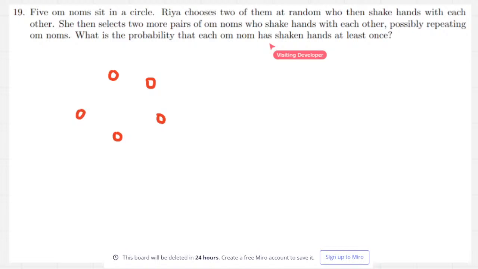So we can translate this problem to mean, when Ria chooses 2 omnoms to shake hands, we can represent this using a line that connects 2 omnoms, and essentially we want every omnom to have shaken hands at least once. Each omnom should have at least one edge between the omnom and another omnom. So first we want to just find the different ways that this is possible. And so essentially we have 3 edges, and we want all 5 of the omnoms to be connected to an edge.